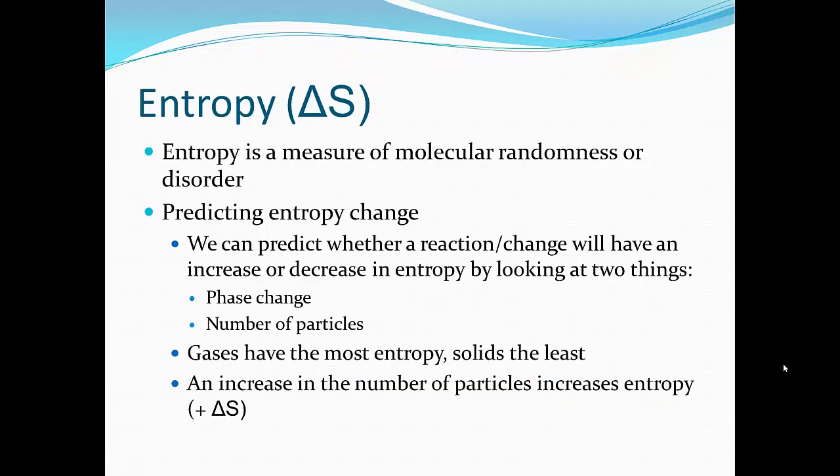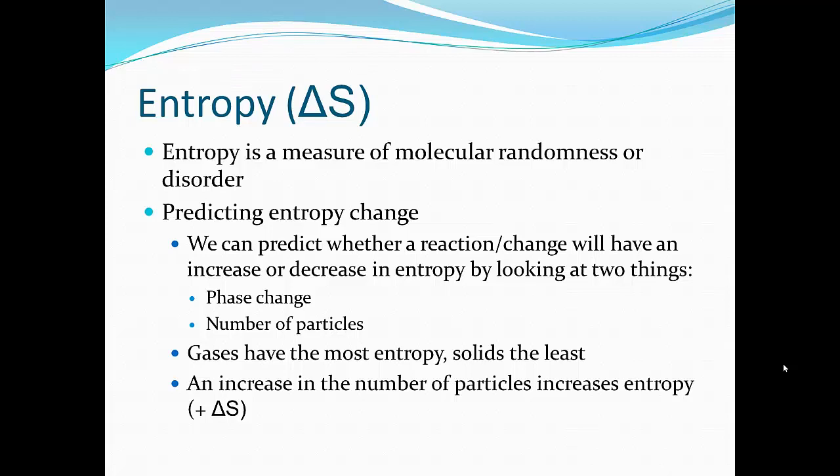The next major topic is entropy, delta S. So entropy, again, is the measure of a molecular randomness or disorder. In order to predict entropy change, we look at 2 things. We look at the phase change that might be going on, and we look at the number of particles that are on our reactant side and our product side.